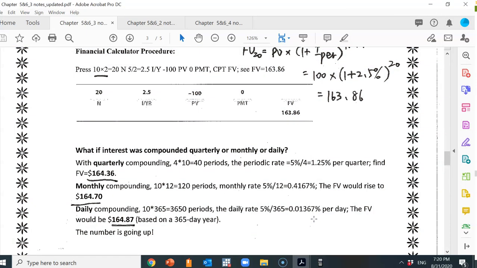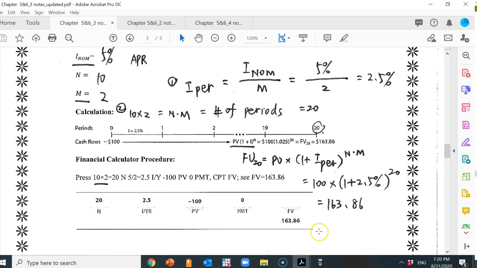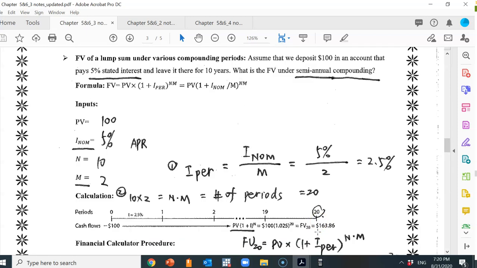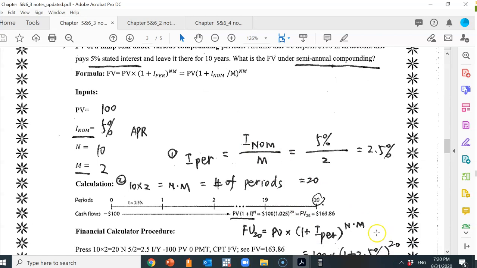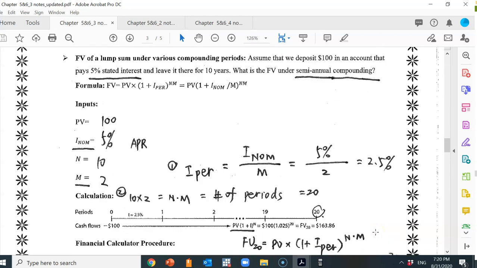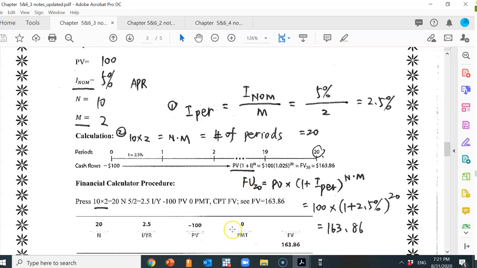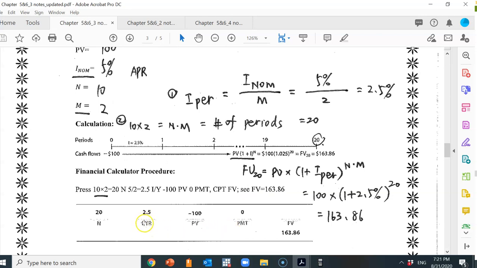Okay, so this is how you can solve for such a question: future value of a lump sum using the formula and financial calculator. You just need to change your interest rate into the periodic rate by using the nominal rate divided by m. Also, you need to change the number of years into the number of periods. I and N are changed here. All the others are the same as the annual compounding.